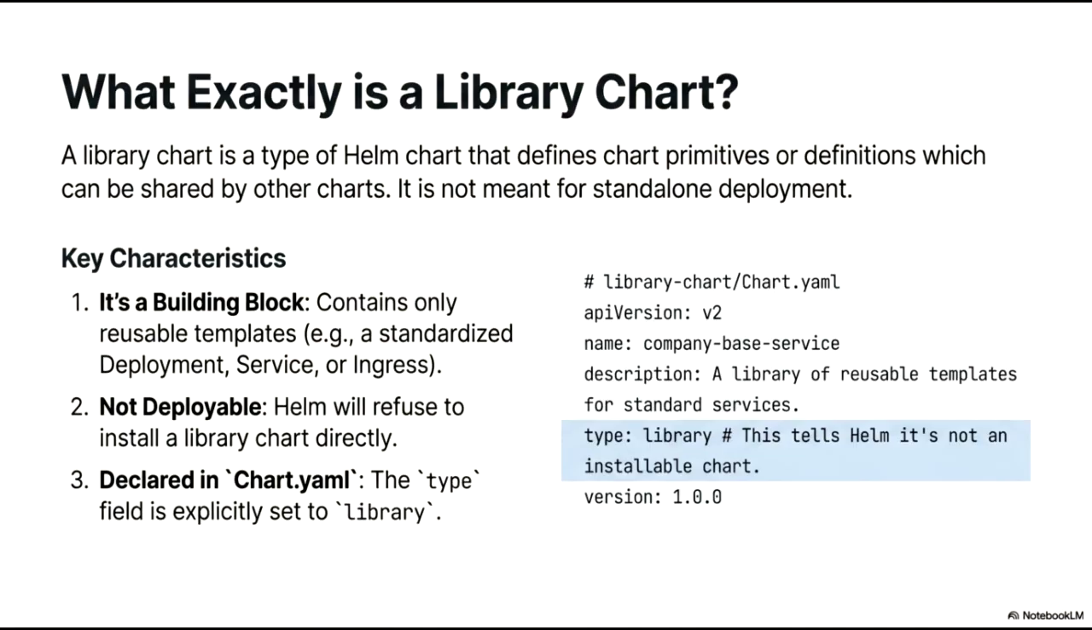Third, this behavior is explicitly declared in the Chart.yaml file. As shown in the code snippet on the right, the type field must be set to library. This metadata tells Helm that the chart is a collection of helper templates rather than an application ready for deployment.